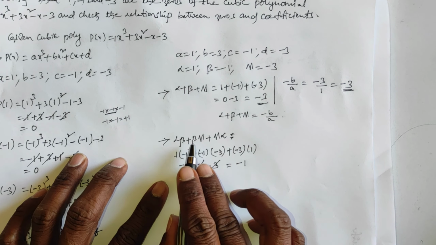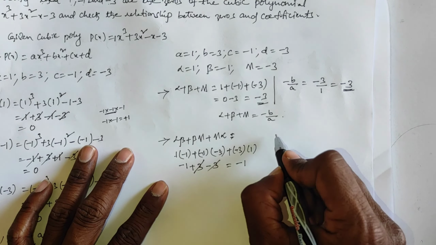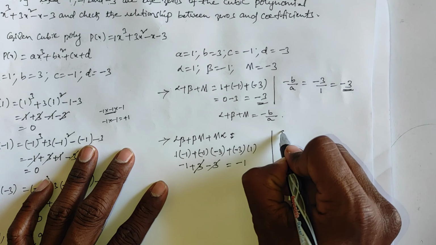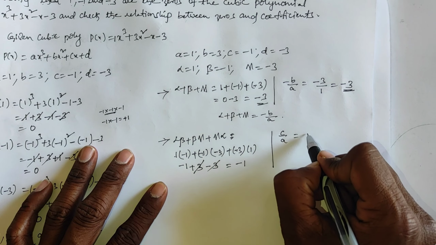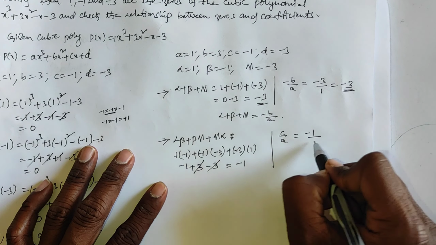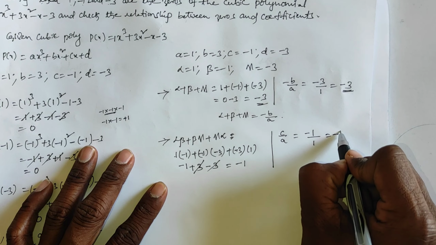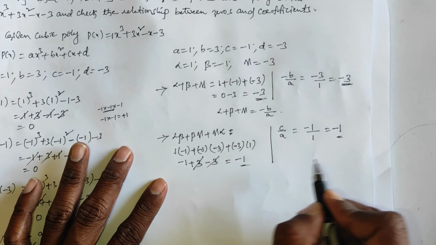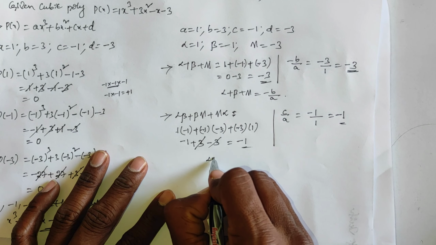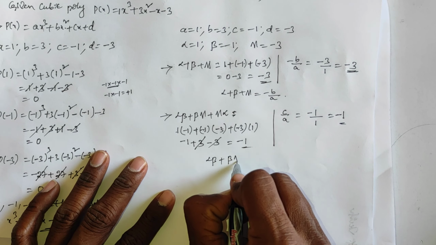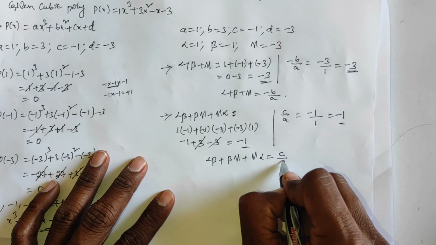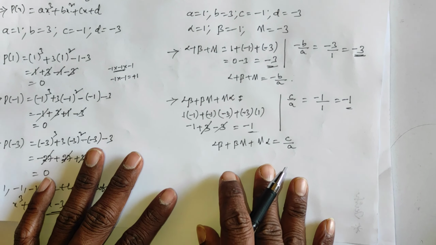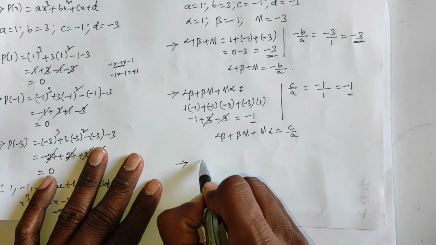So alpha beta plus beta gamma plus gamma alpha equals what formula? c by a. Now c here is minus 1, by a which is 1, so minus 1 by 1 is minus 1. Yes, these two are equal. We got alpha beta plus beta gamma plus gamma alpha equals c by a. Verified.